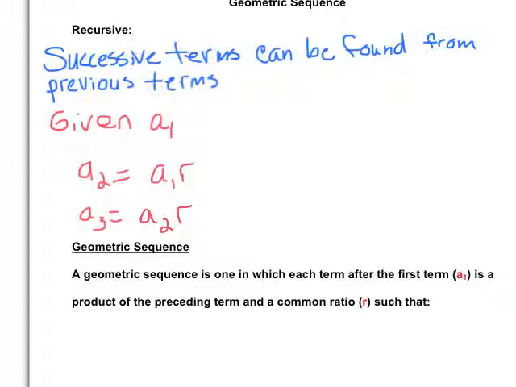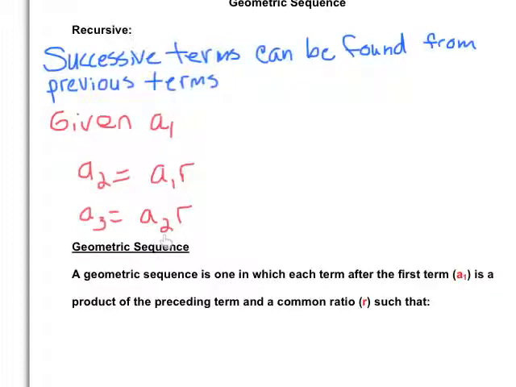So when you're dealing with recursive, you always have an n minus 1 value in there, or an n minus 2, or an n minus something, where we are referring back to a previous term. So this is what recursive looks like.